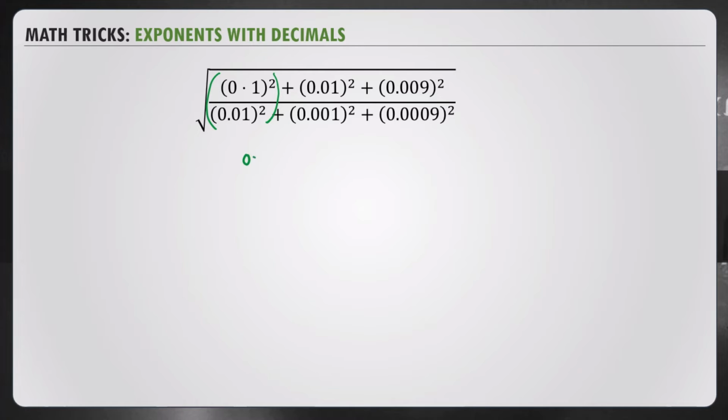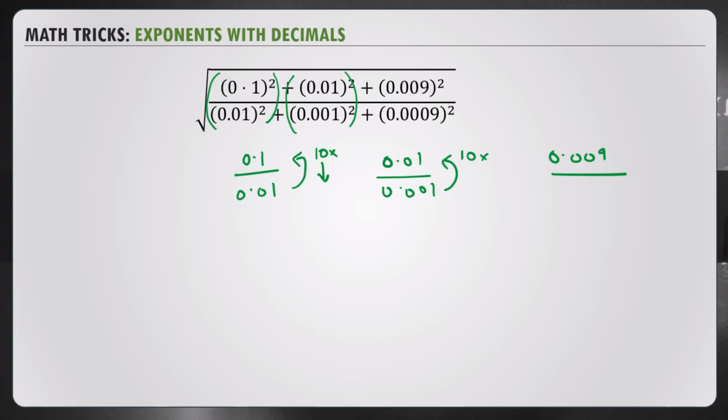Alright, we have 0.1 in your numerator, 0.01 in your denominator. You notice the number on top is 10 times the number at the bottom. Let's check this number: 0.01 over 0.001. Again, the number on top is 10 times what's in the denominator. Let's check the next one: 0.009 over 0.0009. Again, the number on top is 10 times what's in the denominator.